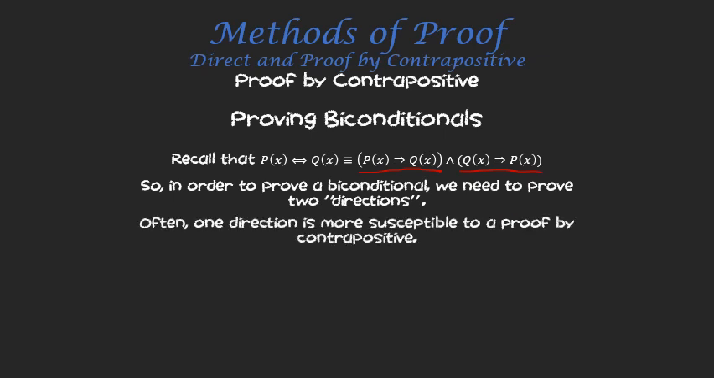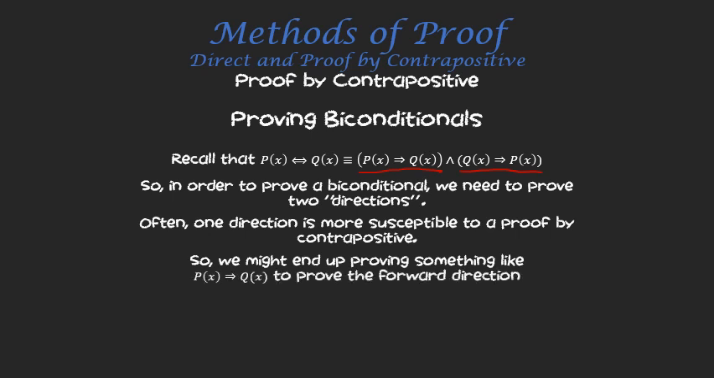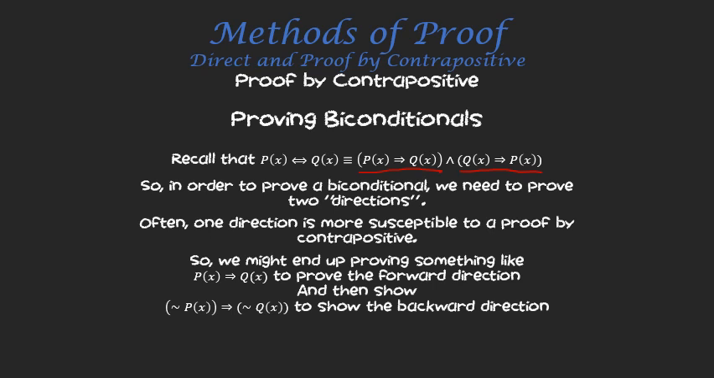Now sometimes, and actually this happens quite often, one of the directions will be hard to show directly, and we'll have to use a contrapositive on it. So we'll end up maybe directly showing the forward direction that p of x implies q of x, and then using a contrapositive on the backwards direction. So we'll show that not p of x implies not q of x. And so we'll end up showing these two things rather than the original two things. We'll switch one of them out with its contrapositive. So this is sort of a mix between a direct proof and a contrapositive.